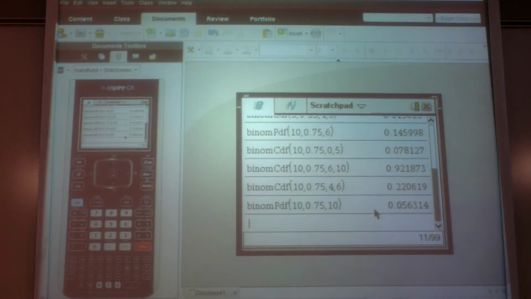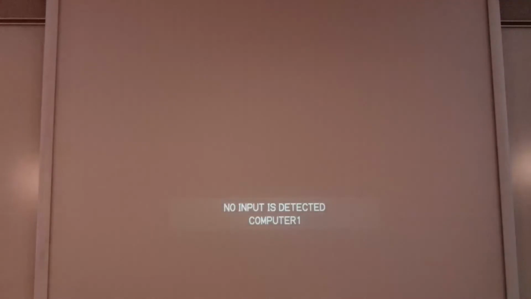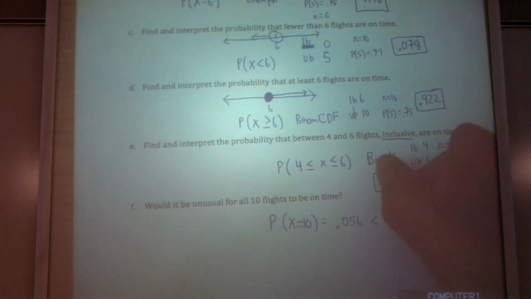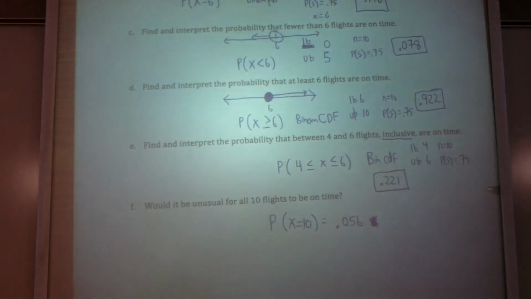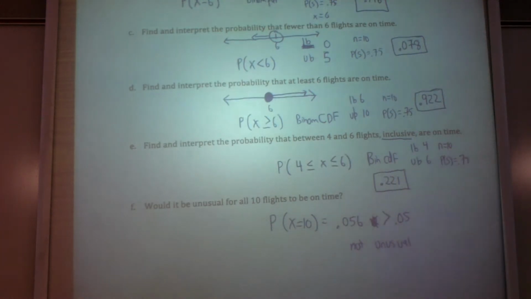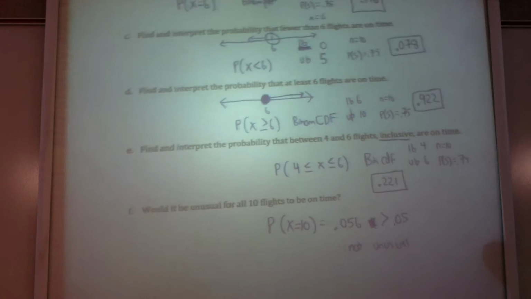There is a 0.056 chance of that happening. Is that unusual? Well, what makes something unusual? It's less than 5%. Is 0.056 less than 5%? No, it's greater than. So it's not unusual because it's more than 5%, just barely, but it's still more than 5%. All right, you see how we're going faster now that we've got the calculator? I hope you're like, okay, I'm getting the hang of this. PDF for a particular point, CDF for a cluster, a collection, right?